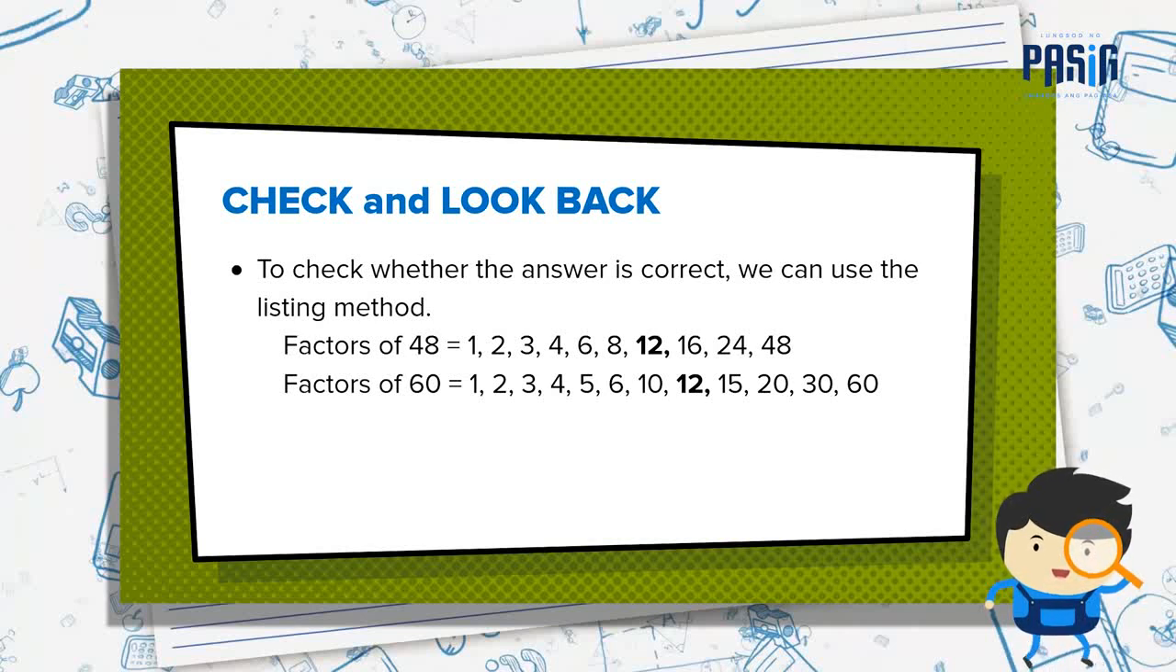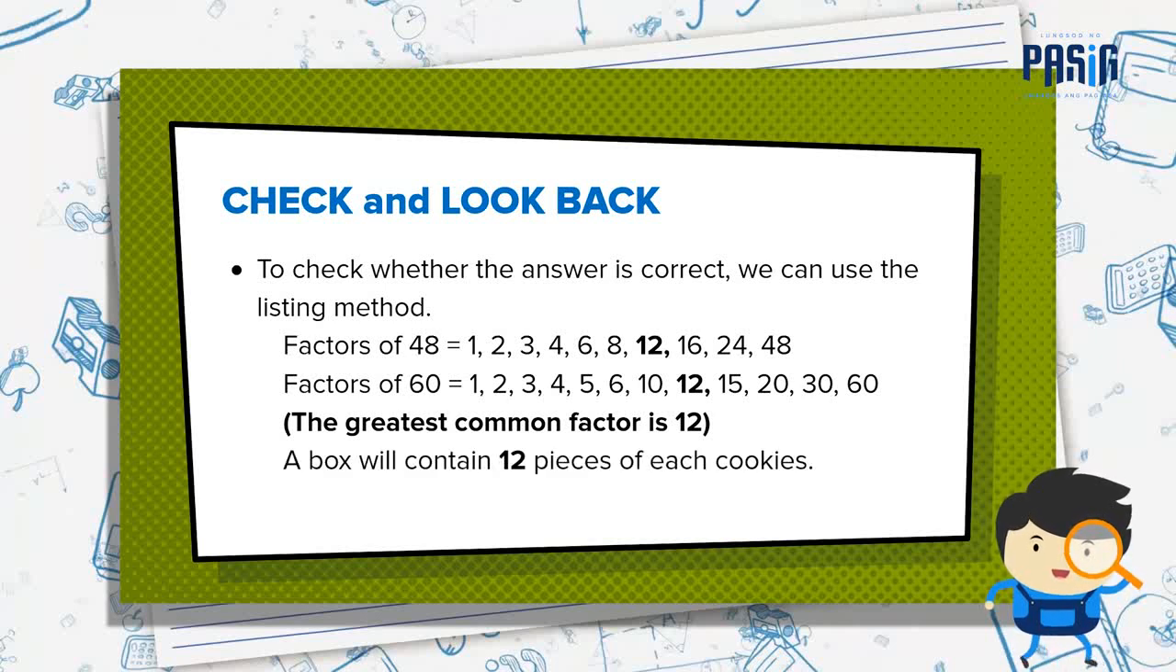For the factors of 60, we have 1, 2, 3, 4, 5, 6, 10, 12, 15, 20, 30, and 60. Based on the list of the factors, 12 is the greatest common factor of 48 and 60. So the answer, the box will contain 12 pieces of each cookies. That means our answer is correct.